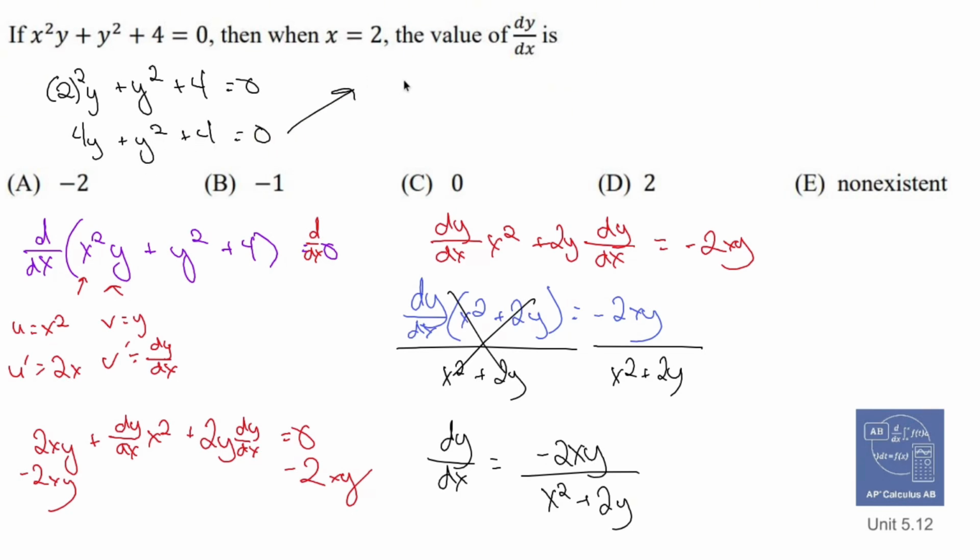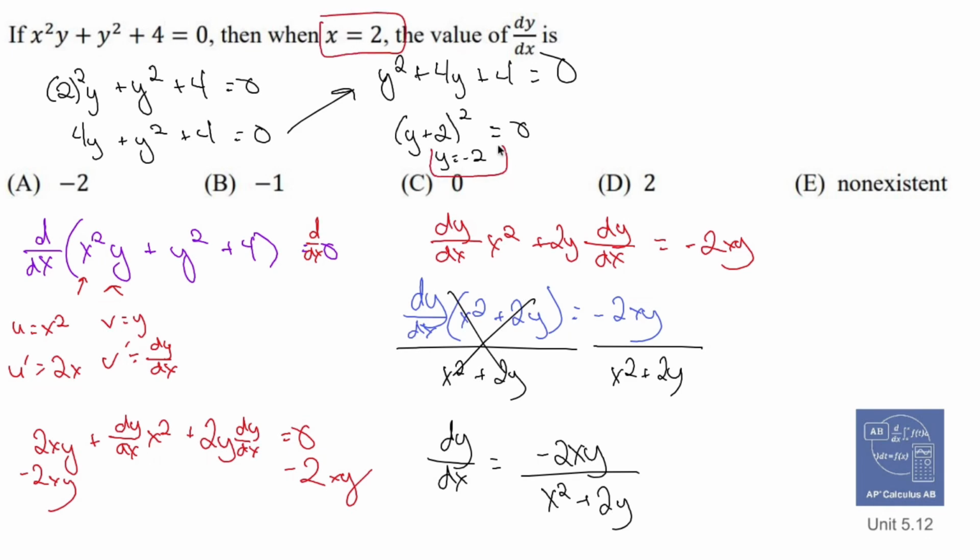Let me rewrite that out. y squared plus 4y plus 4 equals 0. Factor that out. (y plus 2) squared equals 0. According to the zero product property, y is going to equal negative 2. So my x is regular 2. My y is negative 2.